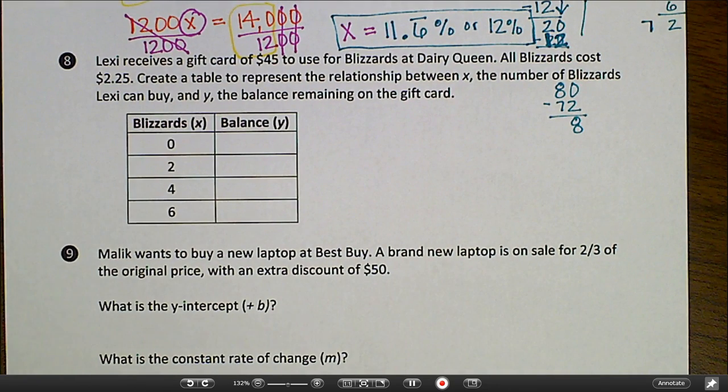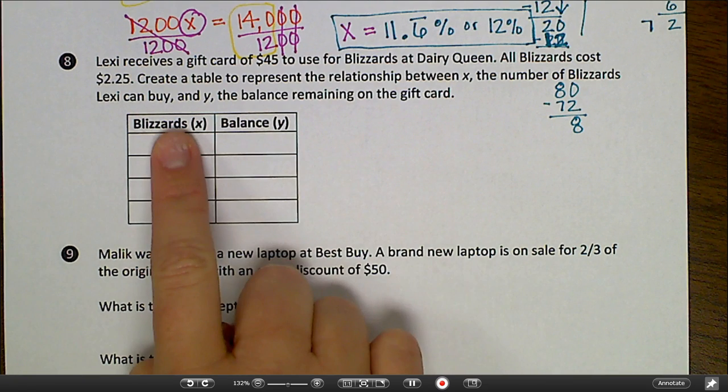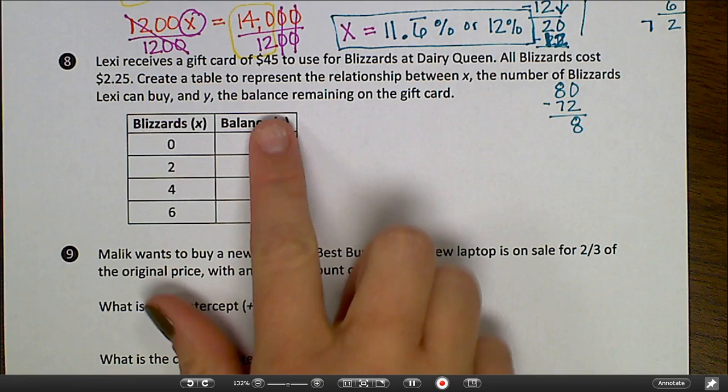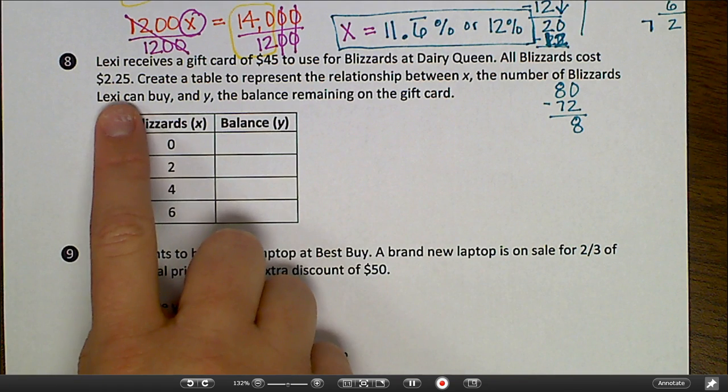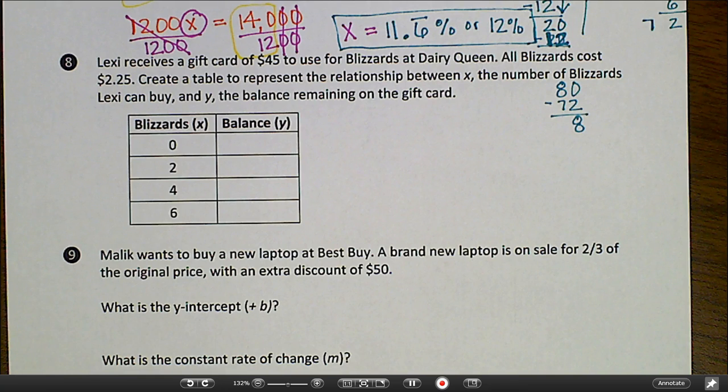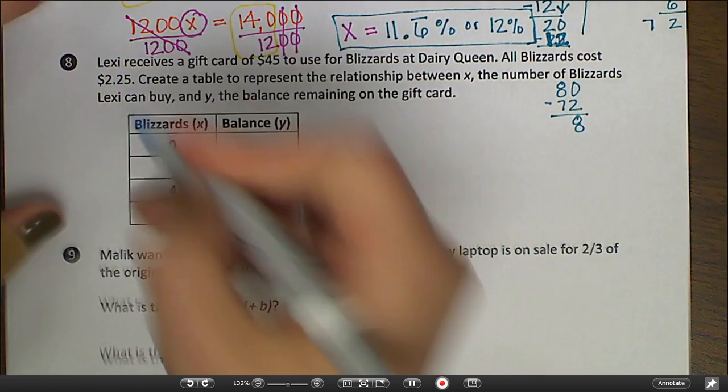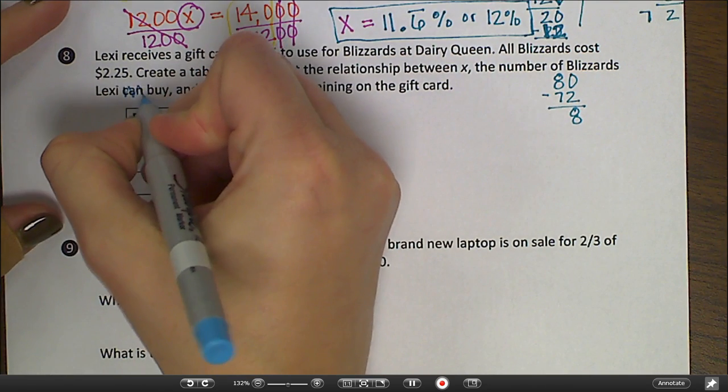Lexi receives a gift card for $45 to use for blizzards at Dairy Queen. All blizzards cost $2.25. Create a table to represent the relationship between X, the number of blizzards Lexi can buy, and Y, the balance remaining on the gift card. So we're going to go ahead and set up our table. So this is the number of blizzards, and this is our balance. And it says the number of blizzards Lexi can buy, but I think the way that we need to interpret this is the number of blizzards Lexi has bought. Okay?